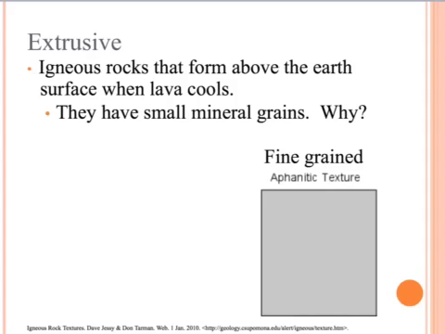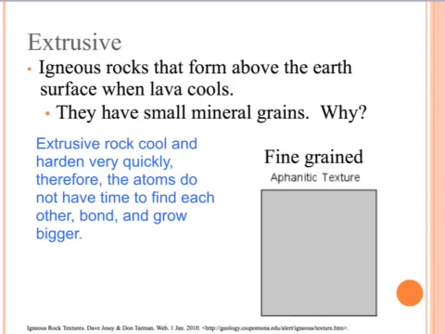Extrusive rocks are rocks that form above the surface of the Earth when lava cools down. These all have small mineral grains. Why is that? Think about why intrusive rocks had large mineral grains. Extrusive rocks cool very quickly because they form outside the Earth's surface. Therefore, the atoms don't have time to find each other and bond, and grow big.